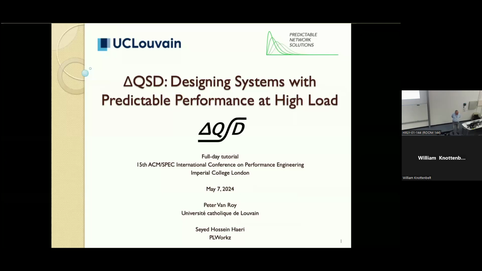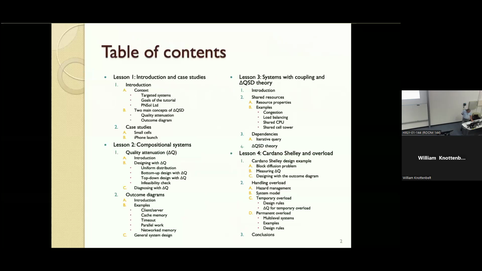Okay, welcome to the DeltaQSD tutorial, designing systems with predictable performance at high load. So what we want to do is show you an approach for helping you design and predict the performance and feasibility of systems even before building them.